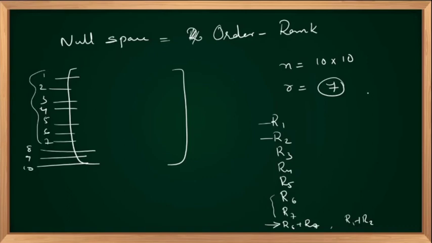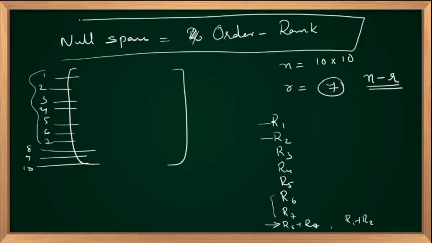Now what is the null space? Null space is this number minus the rank. The order minus rank will always give the null space of a matrix.